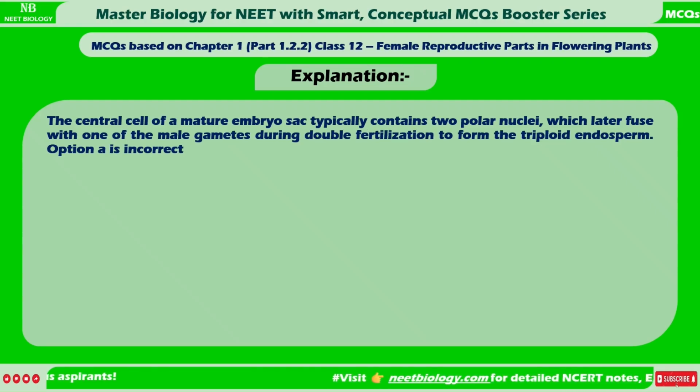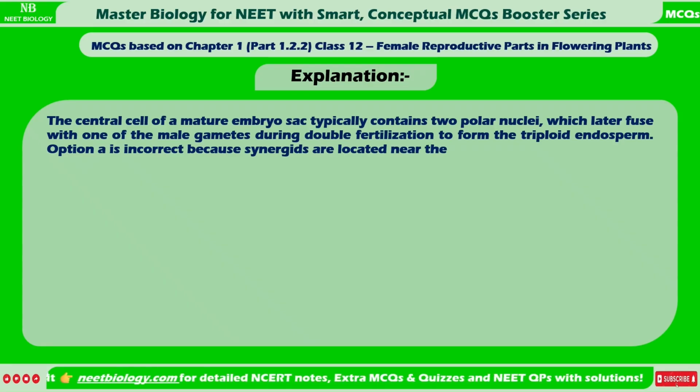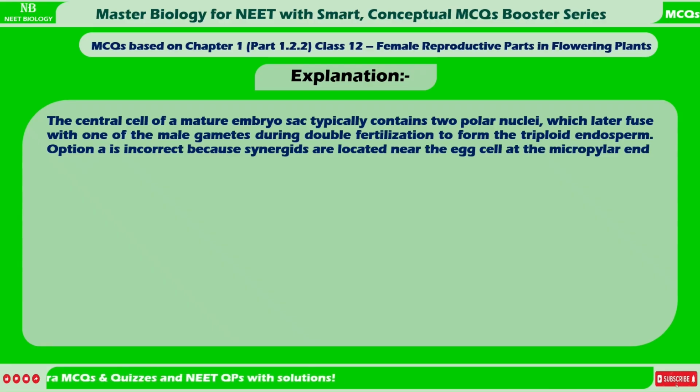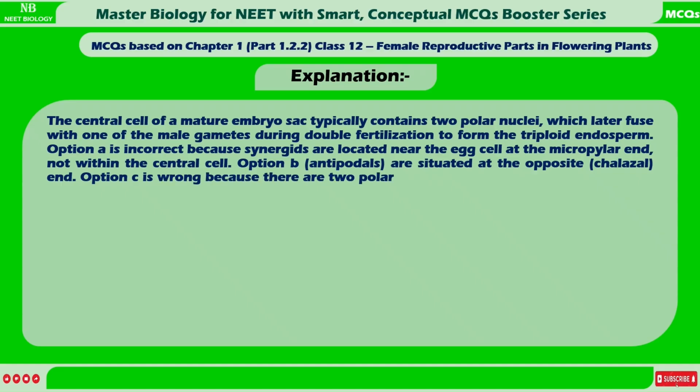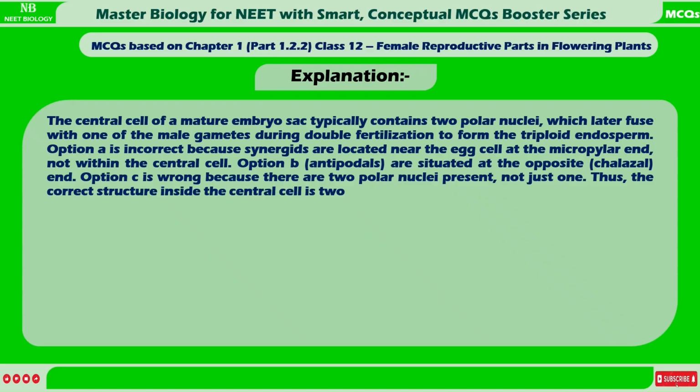Option A is incorrect because synergids are located near the egg cell at the micropylar end, not within the central cell. Option B, antipodals, are situated at the opposite, chalazal, end. Option C is wrong because there are 2 polar nuclei present, not just one. Thus, the correct structure inside the central cell is 2 polar nuclei.